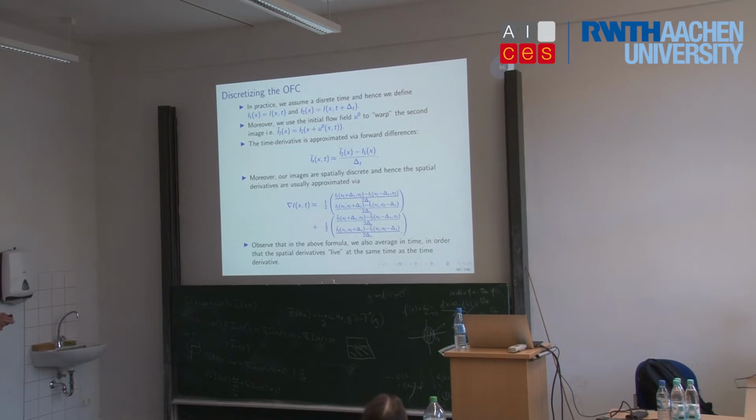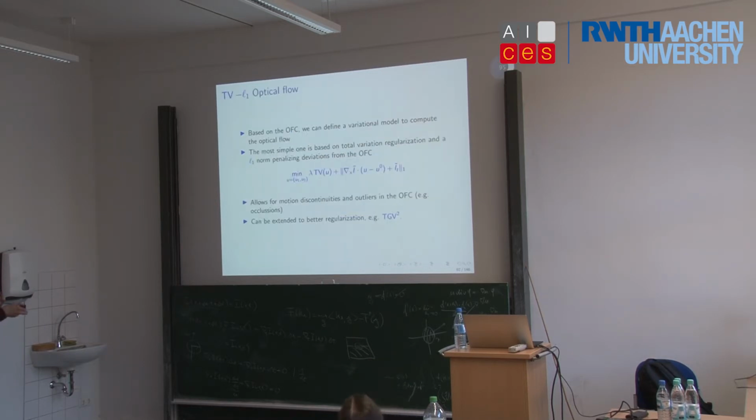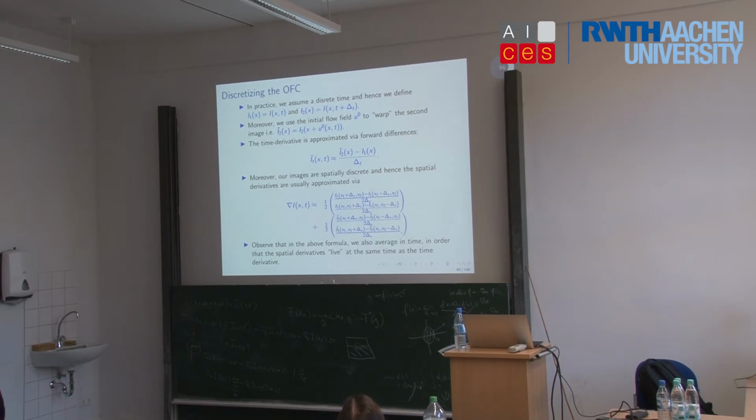So what about discretizing the optical flow field? We already know how to discretize the total variation. We find the differences, but what about these operators here? So in practice, we are usually given two images of an image sequence, first image and second image, and we say I1 is the intensity function at x and t, and I2 is the intensity function at x and t plus delta t, by moving by delta t.